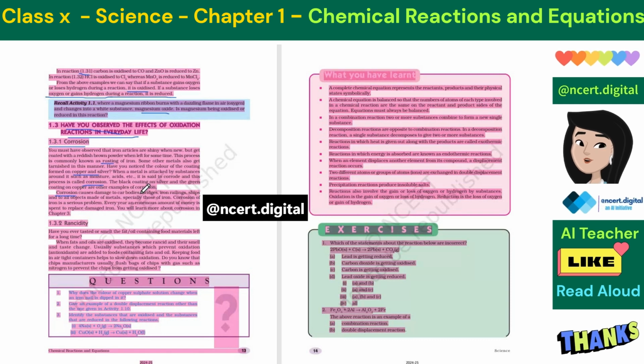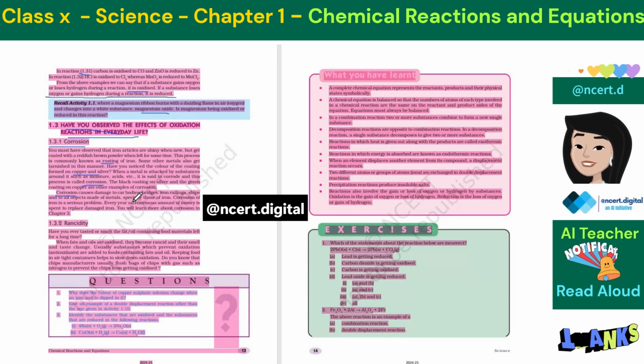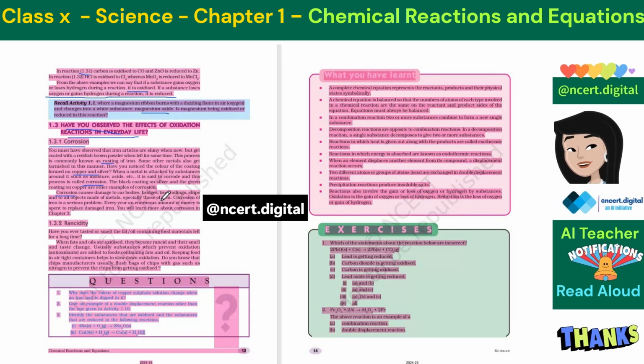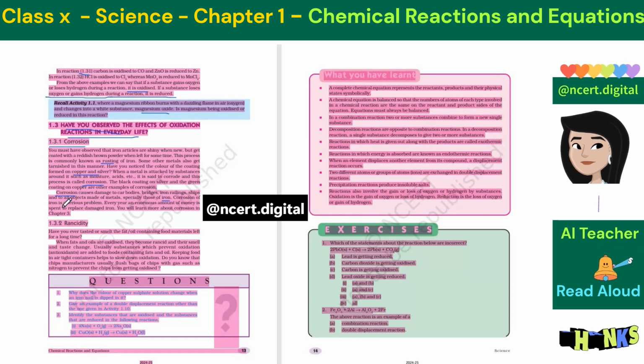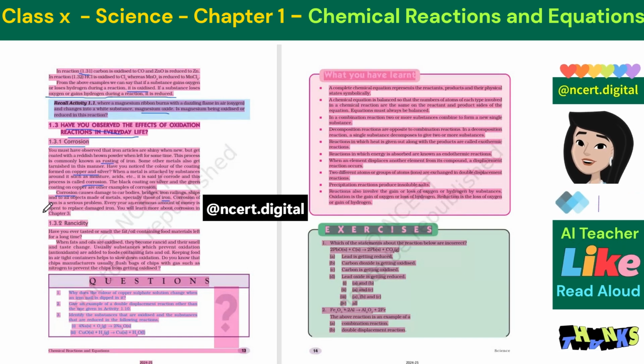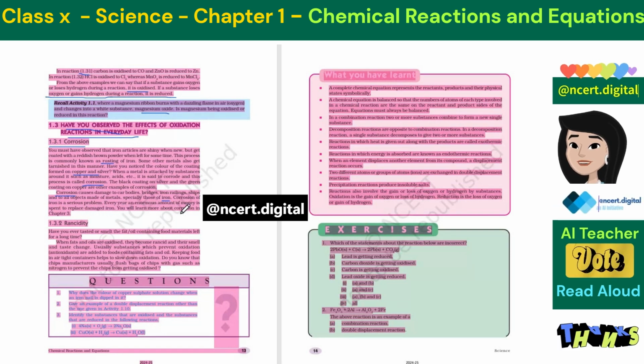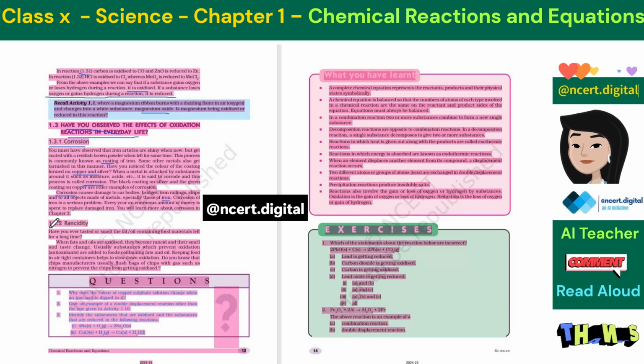Corrosion causes damage to car bodies, bridges, iron railings, ships, and to all objects made of metals, especially those of iron. Corrosion of iron is a serious problem. Every year an enormous amount of money is spent to replace damaged iron. You will learn more about corrosion in Chapter 3.